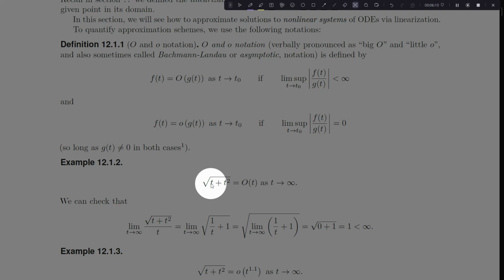Let's look at a nice example of this. So square root t plus t squared. We call this order t squared as t goes to infinity.